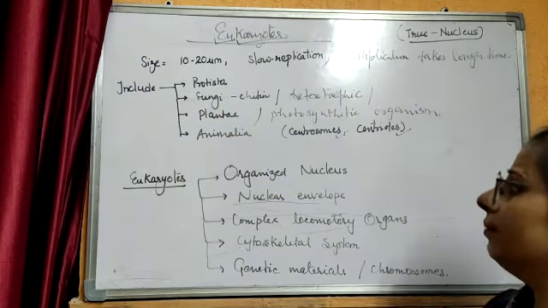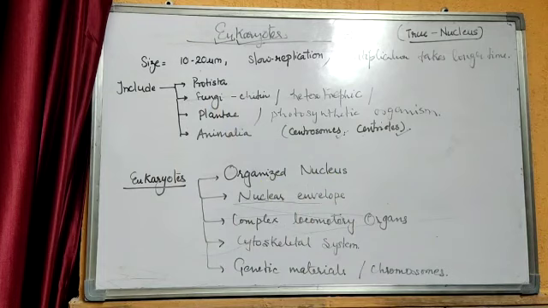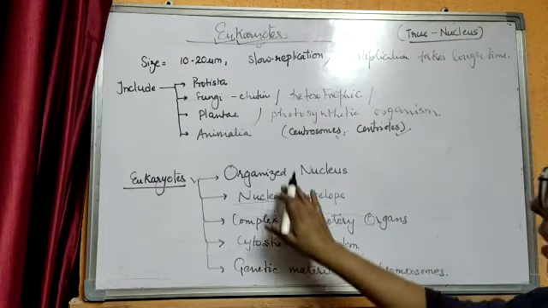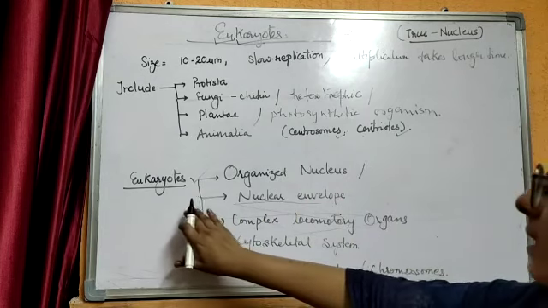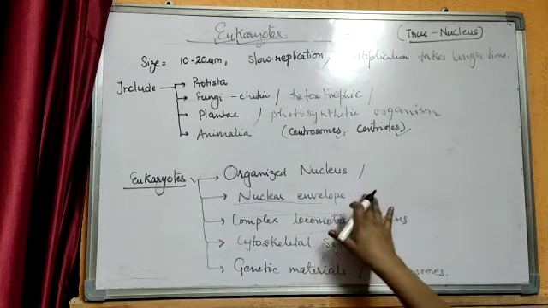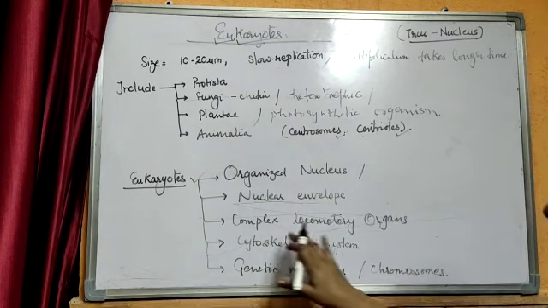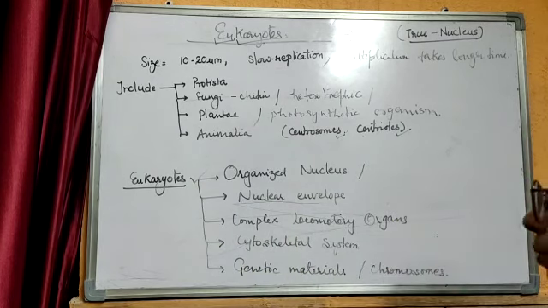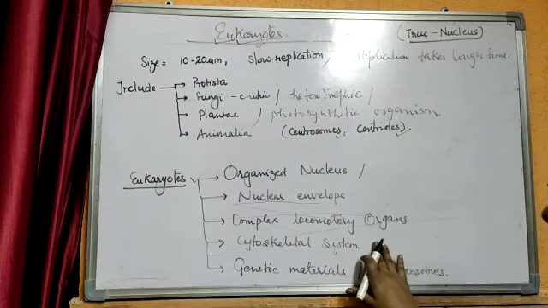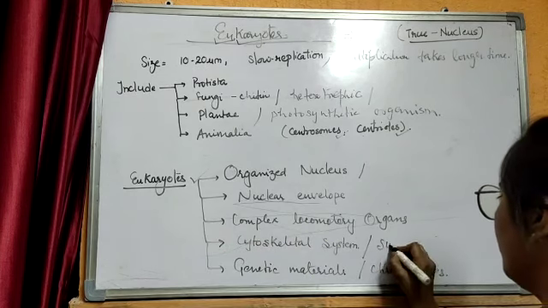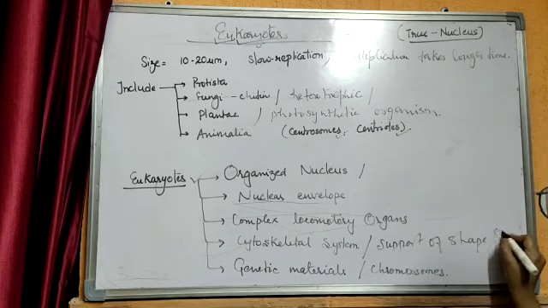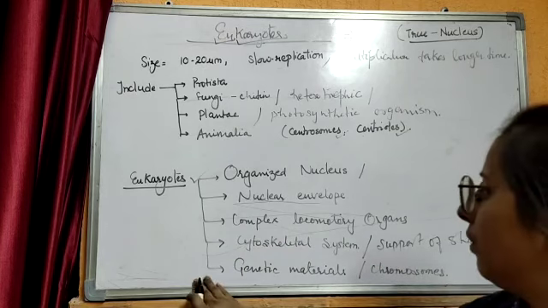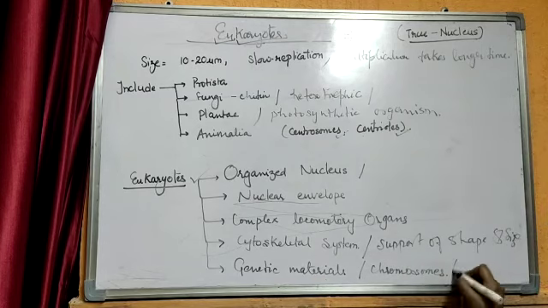These eukaryotes have some specific characters. First, an organized nucleus; their nucleus is very well organized. Second, they have a nuclear envelope, a double-membranous structure. Third, they have a complex locomotory organ for movement. Fourth, they have a cytoskeleton system for support of the shape and size of the organism. Fifth, they have genetic material in the form of chromosomes or condensed chromatin material.